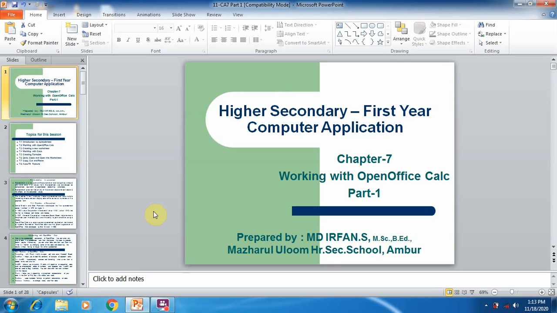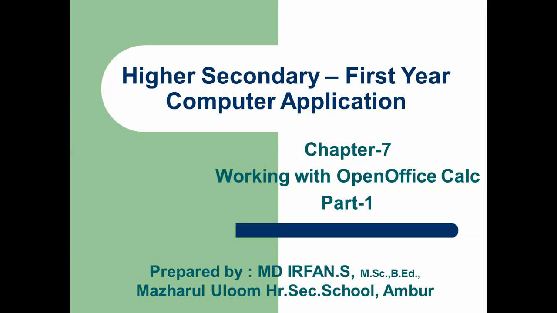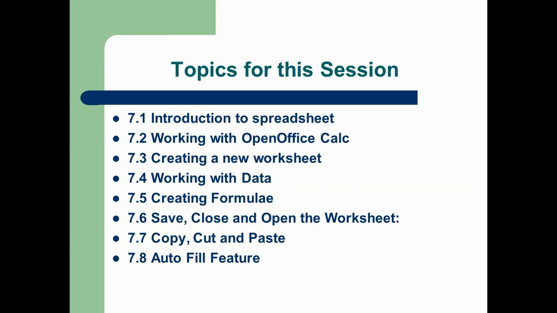Last class we completed the 6th chapter. Now we are going to start a new chapter, chapter number 7, working with OpenOffice Calc, part 1. In the beginning of chapter 6, I already told you that OpenOffice is not a single software, it is a package of software which deals with solving all problems related to any office. The first software which we already learned in the 6th chapter is OpenOffice Writer, which is used to create documents.